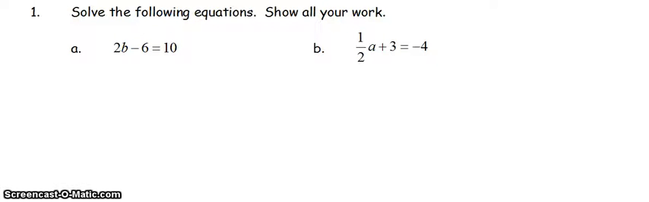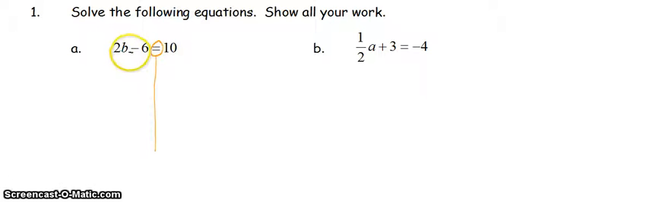Solving two-step equations means that we're going to follow the inverse order of operations. Remember, anything we do to one side of our equal sign, we have to do the exact same thing to the other. So as I would translate the expression on the left, I would say 2 times b minus 6. I said times and I said minus. I have to undo both of those operations.